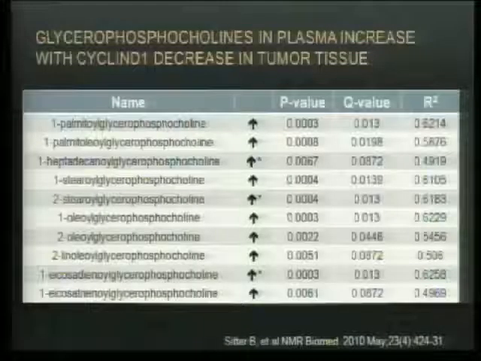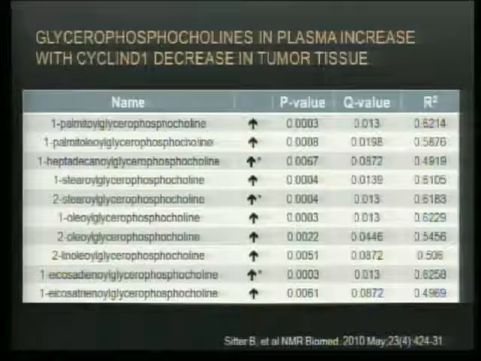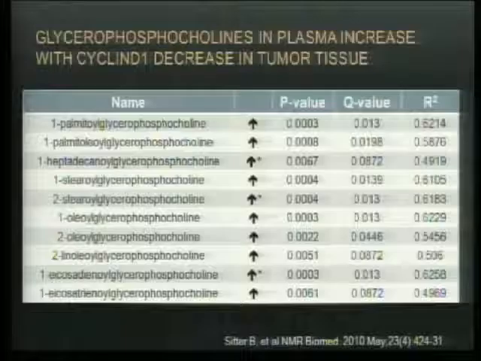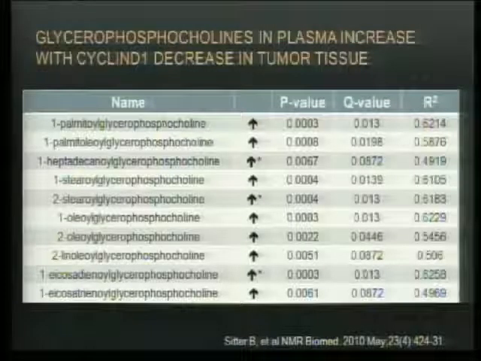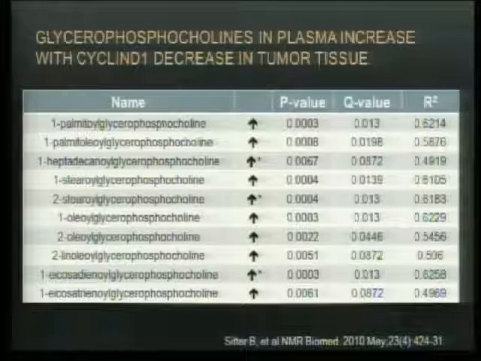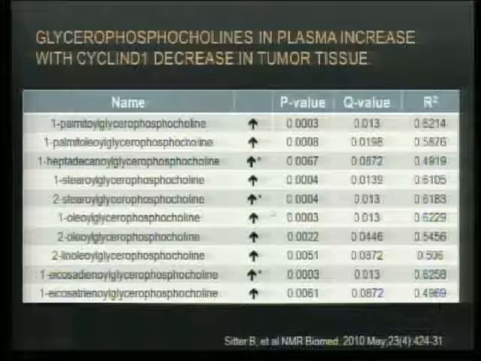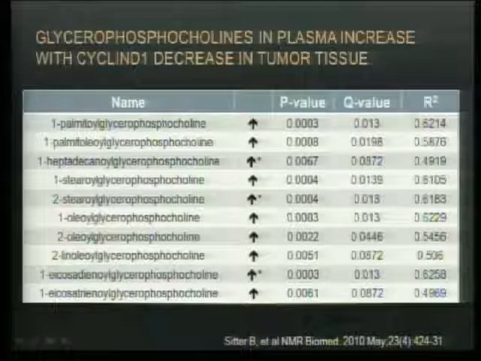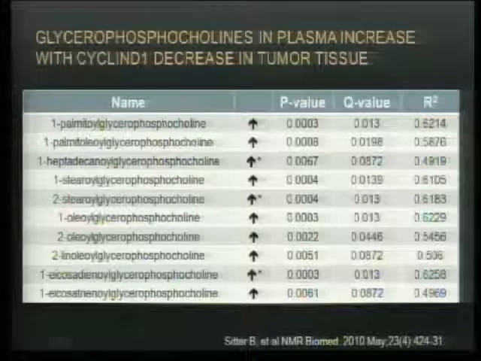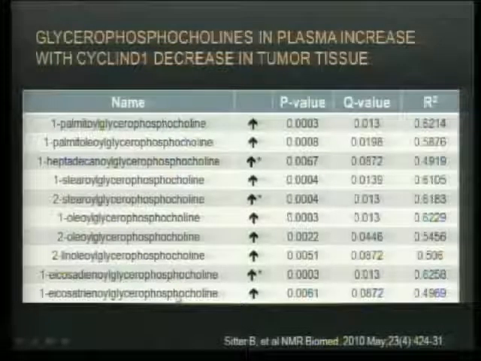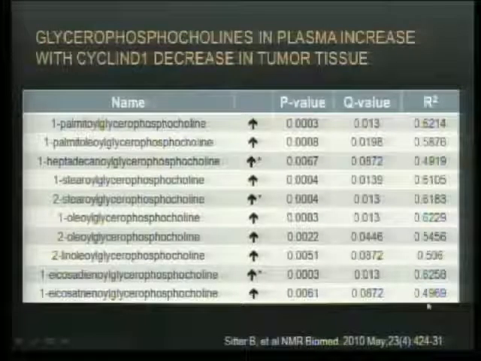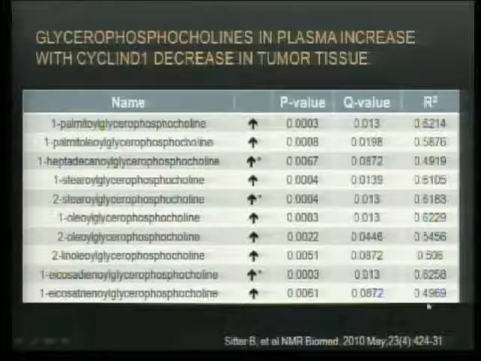And so we also saw a significant increase in glycerylphosphocholine with our decrease in cyclin D1. And we don't have any that decided to go the opposite direction this time. They're all significantly correlated in the same direction. And so these are the different glycerylphosphocholines, our p-value, and then the corrected p-value. And again, all of these R-squared values are pretty strong.